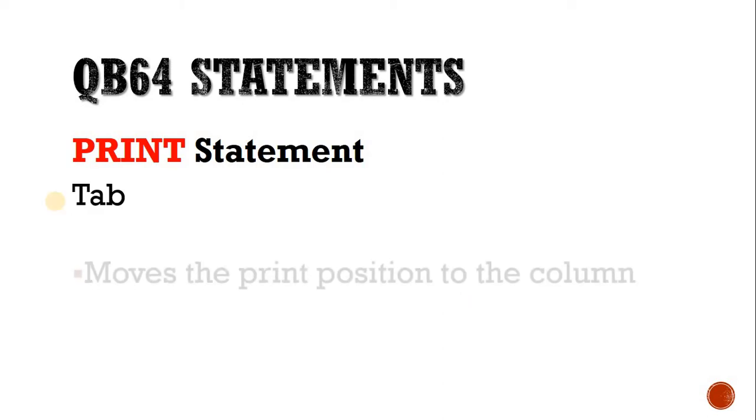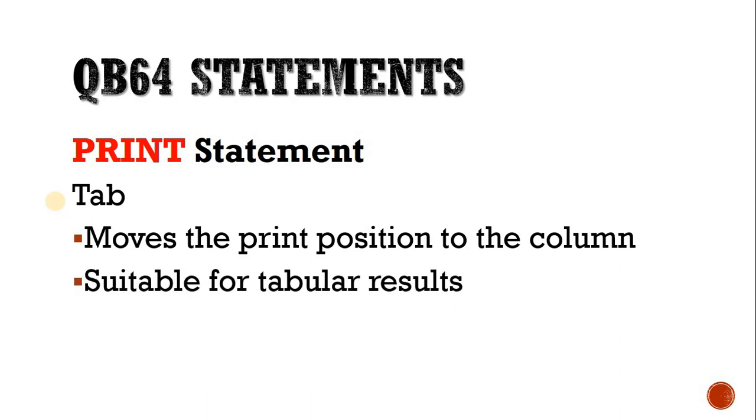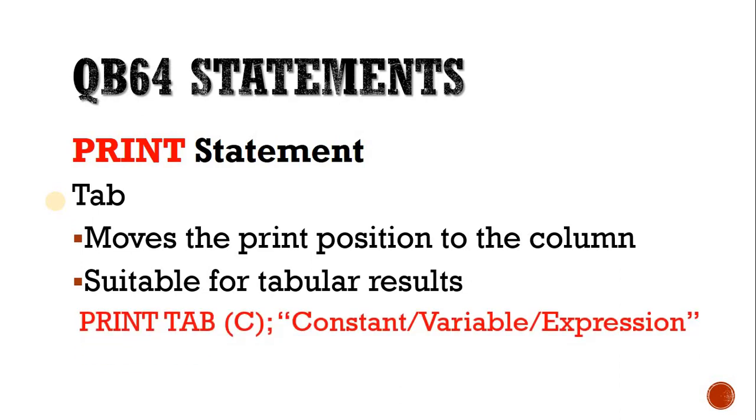Next, using TAB function with PRINT statement. Using TAB function with PRINT statement moves the print position to the column indicated in its argument. I already told you, argument is a value that is passed into a command. Using TAB function with PRINT statement is suitable for printing tabular results. Syntax for using TAB function with PRINT statement is first PRINT statement and then TAB function. After that, C within the brackets, semicolon, and then constant, variable or expression. Here, C means the column number that we will specify.